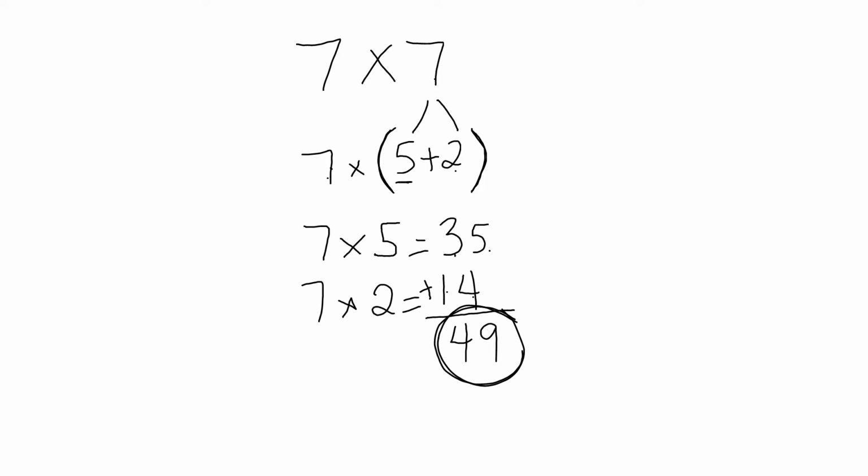Now, if you knew your 7 times tables and you could do 7 times 7 equals 49, that's wonderful. But the distributive method helps us to take factors and break them apart into smaller numbers. It might seem kind of silly to do this with our math facts that we know by heart, but it actually becomes very useful when we talk about multiplying larger numbers. Let's look at an example.